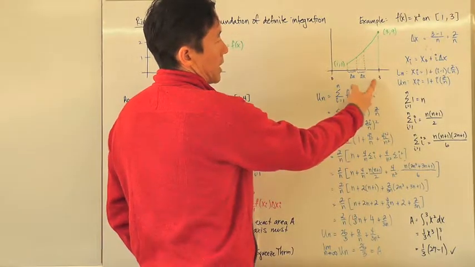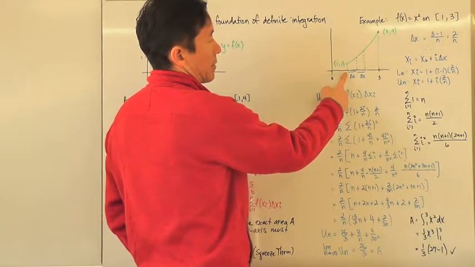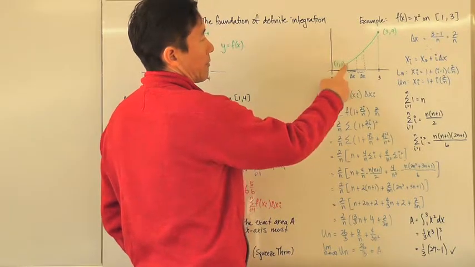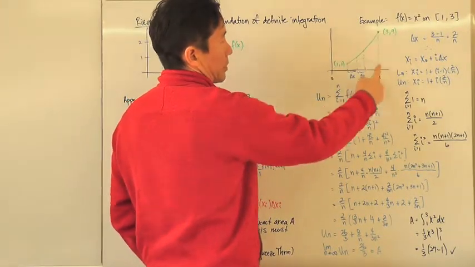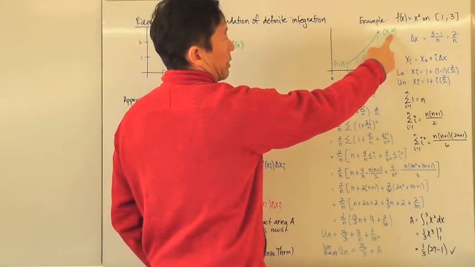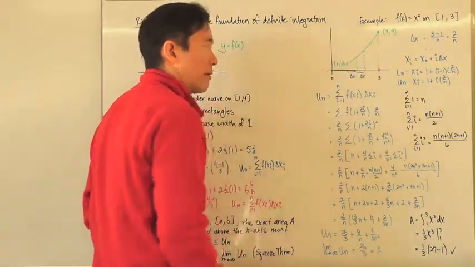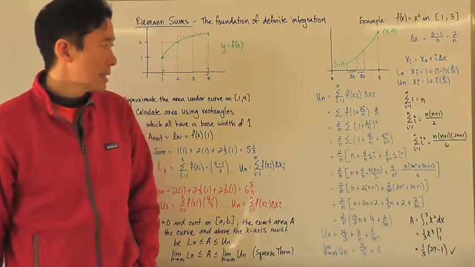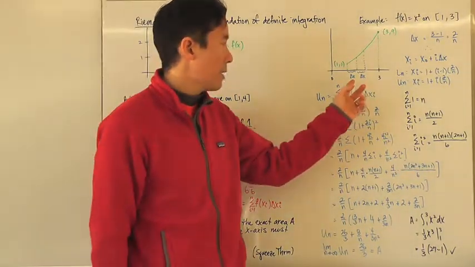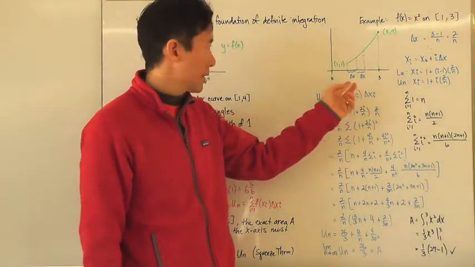Here's 0 to 3. Let's say, for example, that this value right over here is 1, so we know that y value is going to be 1. And then, of course, 3 will give us a y value of 9. So we know we're going to have a parabola there. And let's say we wanted to partition this with n partitions.